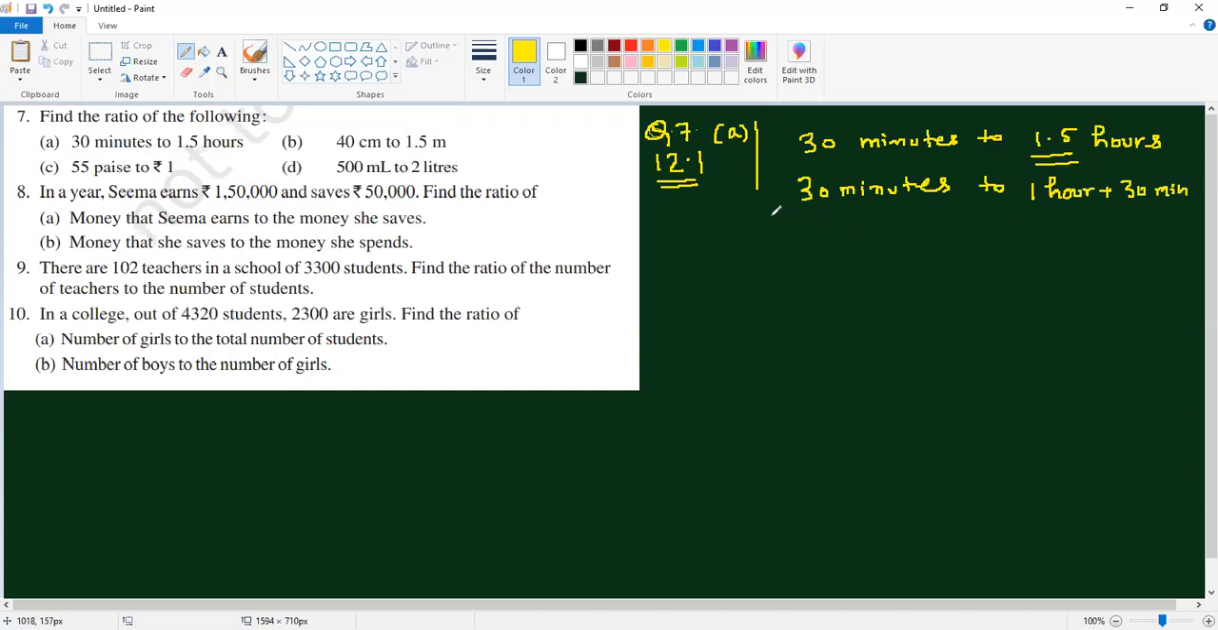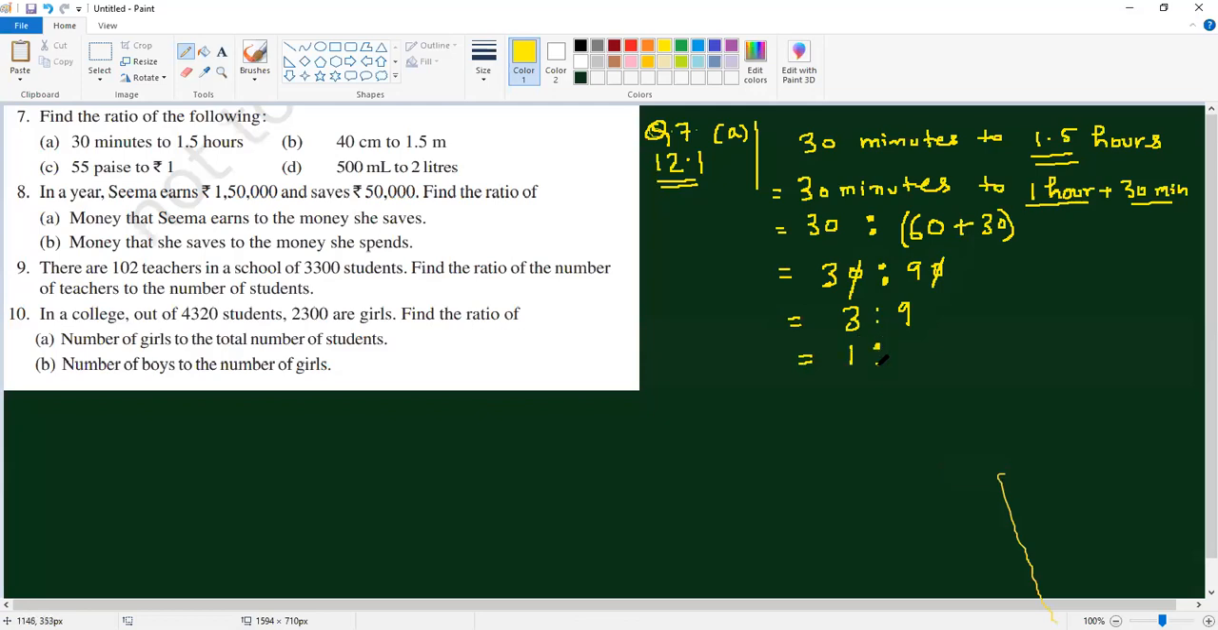So this can be written as 30 is to 30 plus 60. 1 hour will become 60 minutes, and plus 30 minutes. So this will become 30 is to 90. So we can nullify this. So this will become 3 is to 9 and it will become 1 is to 3.